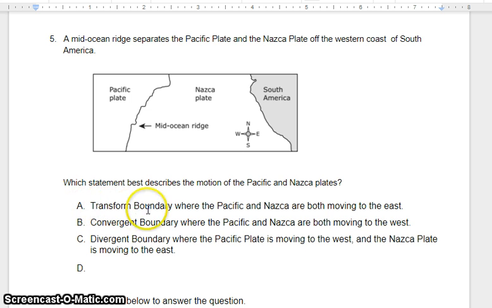A, transform boundary where the Pacific and Nazca are both moving to the east. That means moving this direction, that direction to the east. B, convergent boundary where the Pacific and Nazca are both moving to the west, so they're both moving in that direction. Or C, a divergent boundary where the Pacific Plate is moving to the west and the Nazca Plate is moving to the east. Moving to the west, and this one is moving to the east. Which causes a mid-ocean ridge?